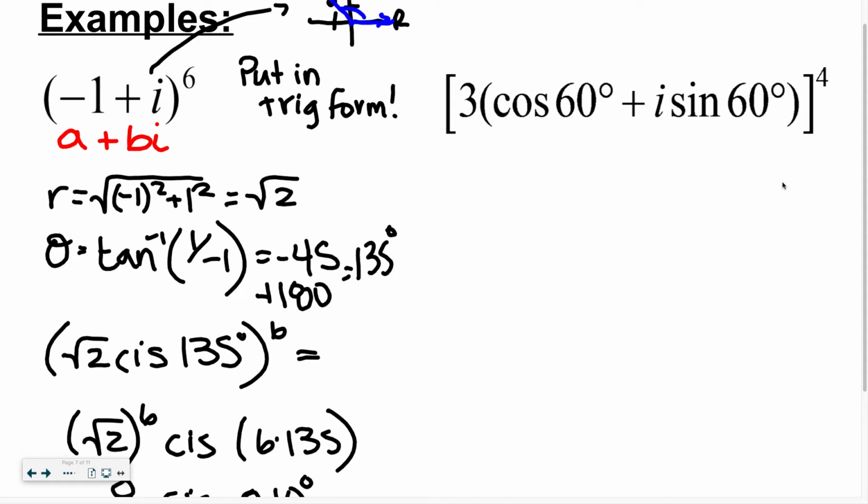Not an angle. Wait. I'm doing this wrong. I know. So we just put it in like this.